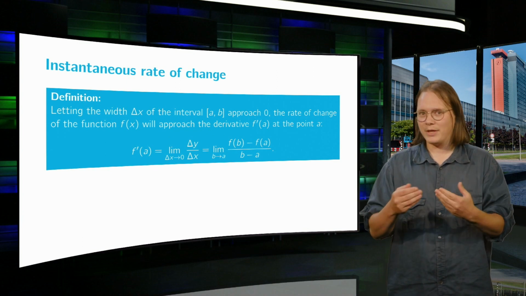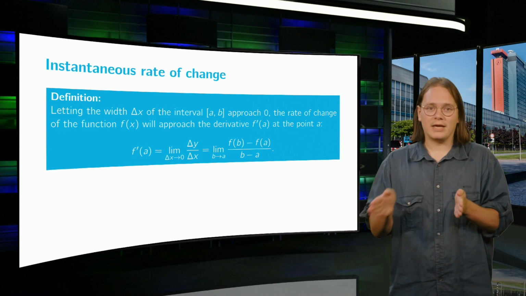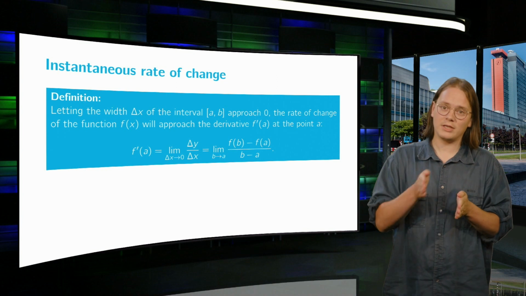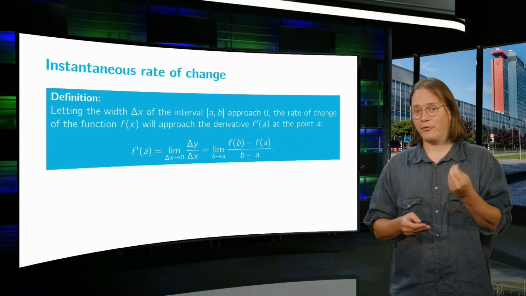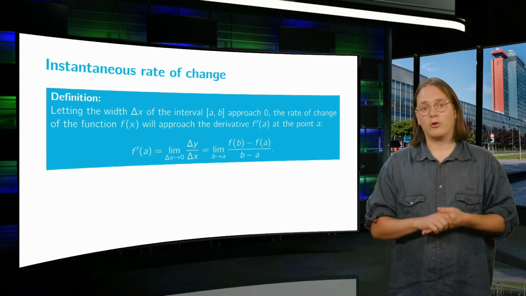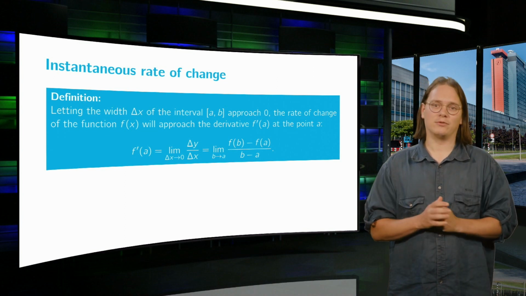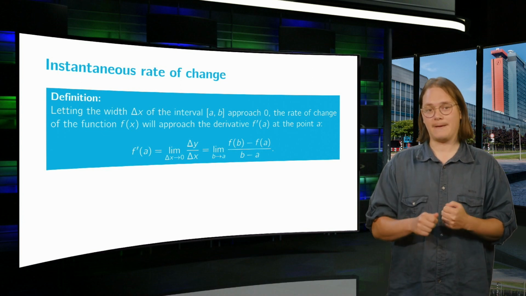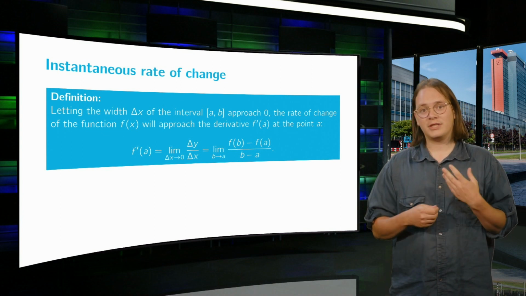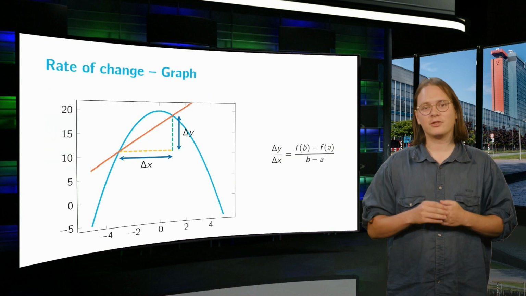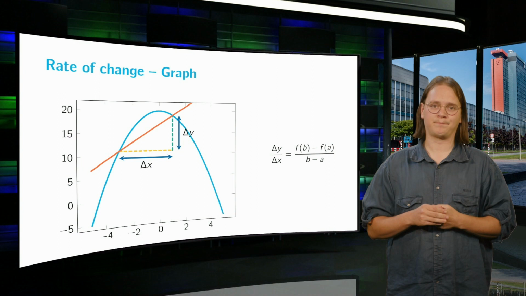We can get a better picture of the situation by considering a smaller interval. If we keep making the interval smaller and smaller, the width of the interval delta x gets closer and closer to 0, and the difference quotient gets closer and closer to the instantaneous rate of change, which we call the derivative at the point x equals a. We will see how to compute this value later on. First, let's consider the graph of a function.